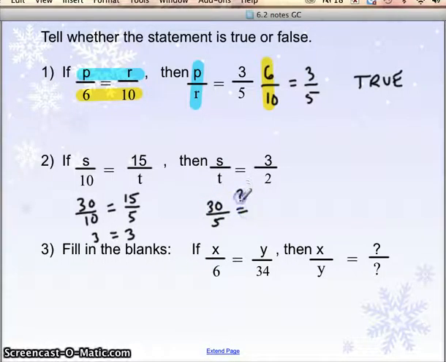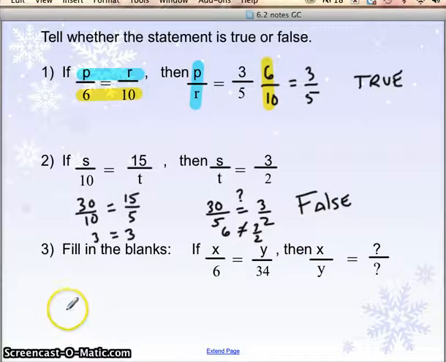Now let's put 30 in for S here, and let's put 5 in for T over here and see, does it really equal 3 over 2? Does this one work? Well, 30 divided by 5 is 6, and 6 does not equal 3 over 2. So that's a false. So you can pick numbers, but they have to work. If I picked 30 for S, 30 divided by 10 is 3, so I better make sure that whatever I put in for T makes this fraction 3. So I had to put a 5 in for T, but I could have picked different values. I just decided on those.